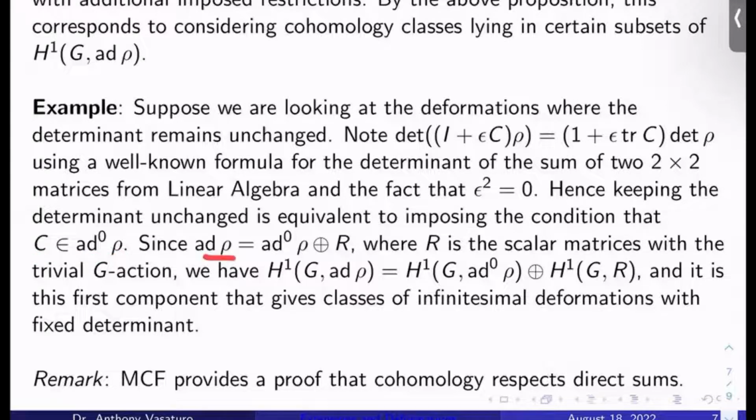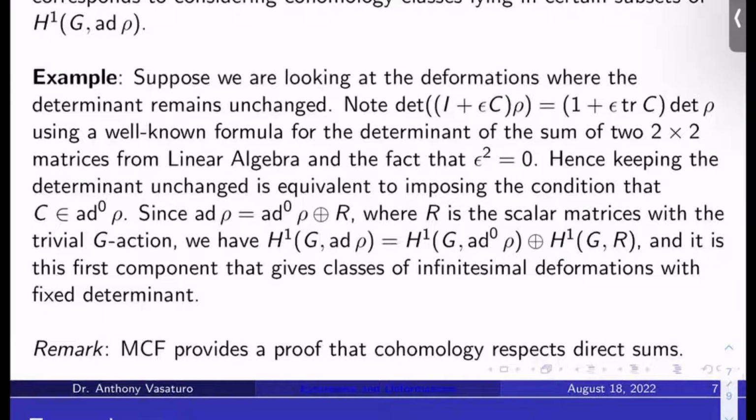Now, since ad rho is ad 0 rho direct sum R, where R is the scalar matrices equipped with the trivial G action, then we have H1 of G, ad rho is H1 of G, ad 0 rho direct sum H1 of G, R. Because it turns out cohomology respects direct sums. You can find a proof of that, for example, in Milne's class field theory notes. And it's this first component here that gives us the classes of infinitesimal deformations with fixed determinant. That's what's going on here. Okay, so that's just one example of how you can powerfully use that proposition above.